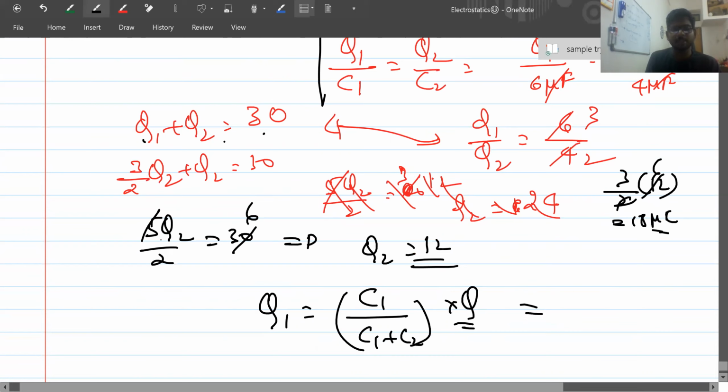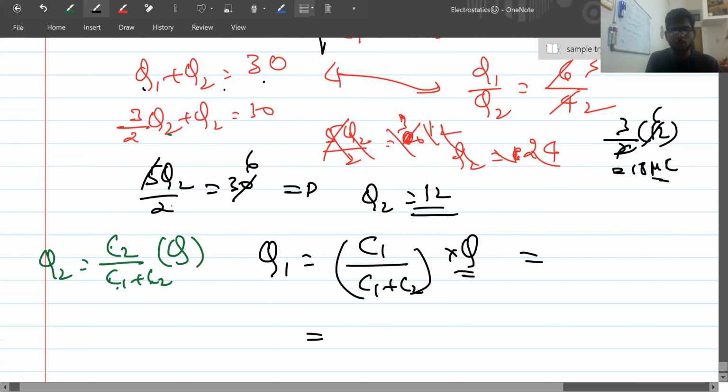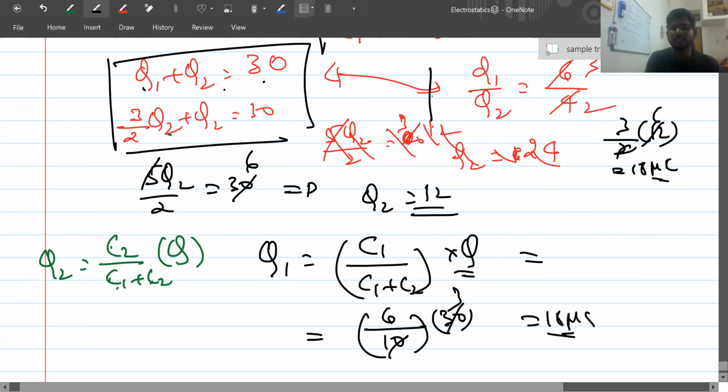You see the formula. Then Q2 is equal to C2 by C1 plus C2 into total charge, because the ratio is C1 by C2 and the total charge will be distributed among the two capacitors, C1 plus C2. You see here the formula. How can you get the same answer here? C1 is 6 by, 6 plus 4, that is 10, into total charge 30. You see here? 10 threes are 30, 6 threes are 18 microcoulombs. That formula has come from this derivation only.